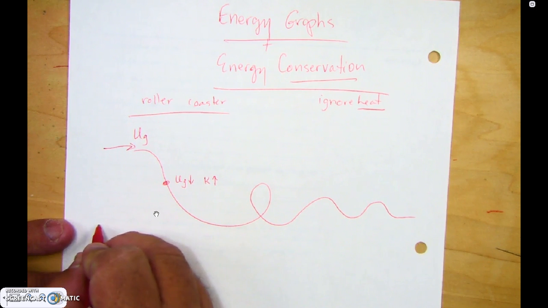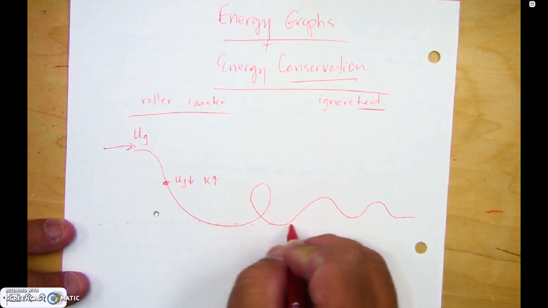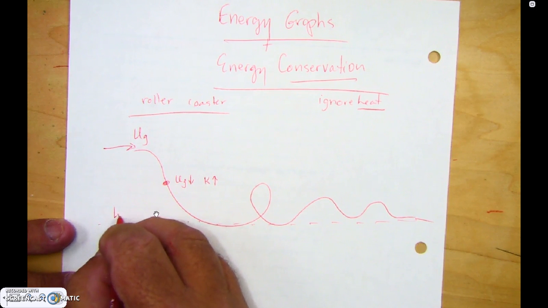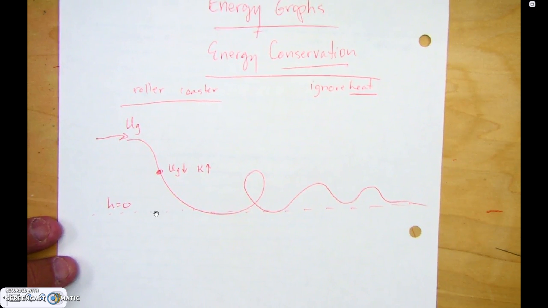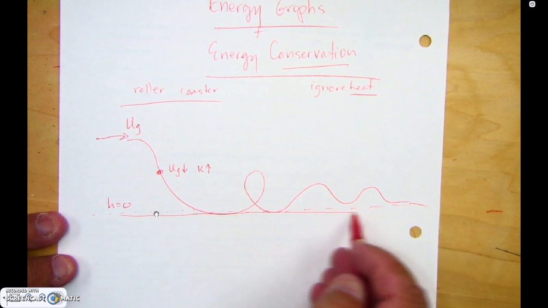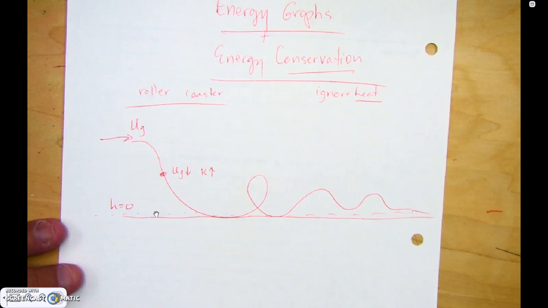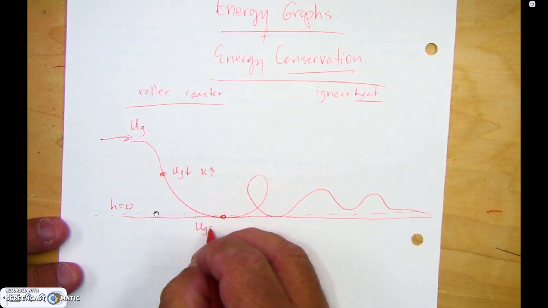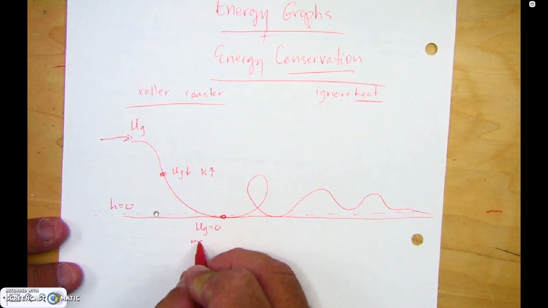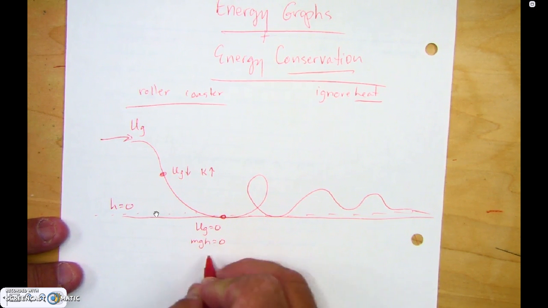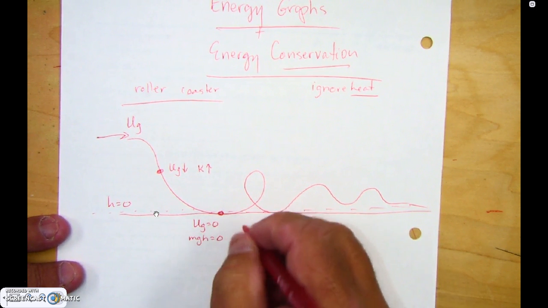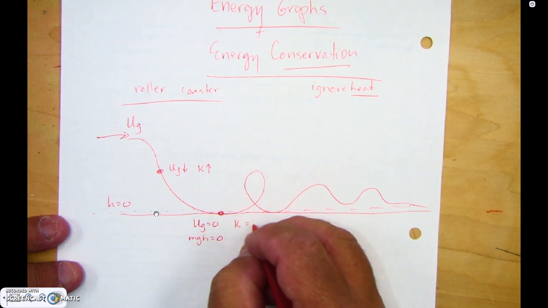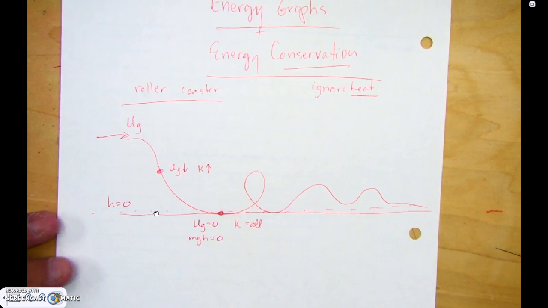Down at this point, let's call this point 0. The nice thing about gravitational potential energy is we get to decide where 0 is going to be. We get to decide where our reference point is going to be. So we can use that point as 0. So at this point right here, your UG is equal to 0, because UG is M times G times H. Well, H is 0. So therefore, you don't have any potential energy right there. So therefore, K is equal to all of the energy you started with.